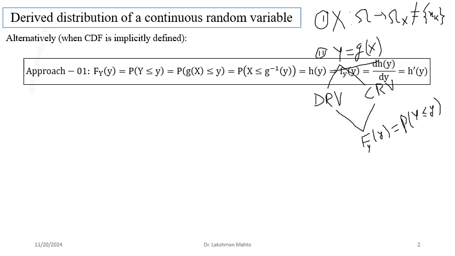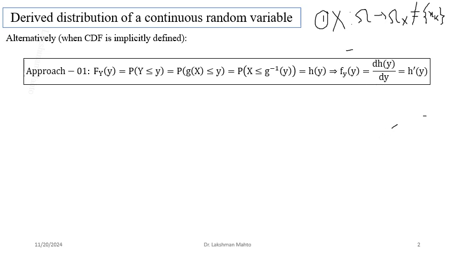So here, what will happen? In the process of deriving the CDF of the corresponding derived random variable y, if we see the implicit nature of the CDF, then we go for implicit derivative kind of things. Now this first one is not implicit, it is explicit. Explicitly it is written here.